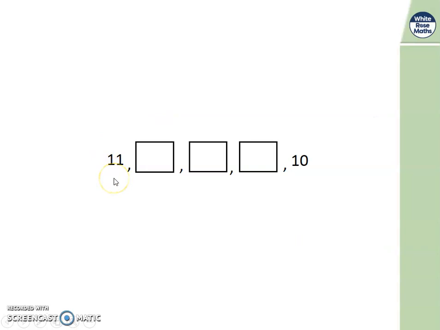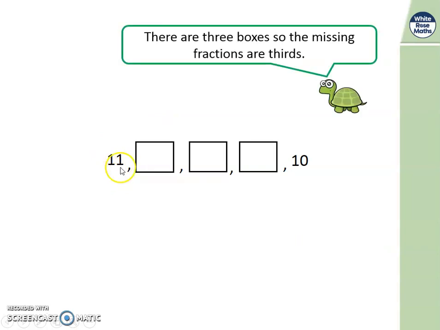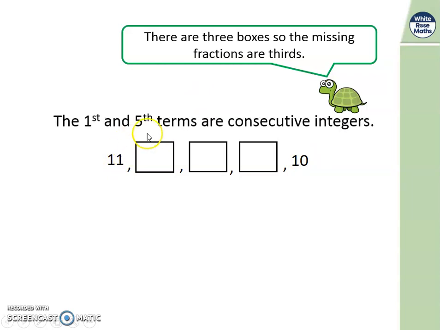Here, be careful. The first number is 11 whole ones and the last is 10 whole ones. Tiny says there are 3 boxes, the missing fractions are thirds. Is he correct? How many jumps is it from here to here? The first term and the 5th term are consecutive integers. That means they follow each other as whole numbers and they're getting less.